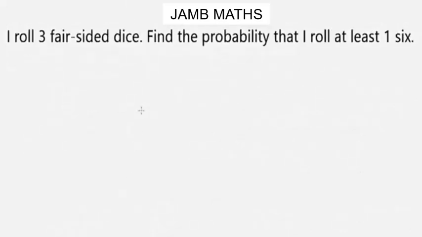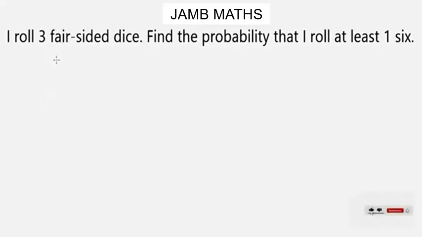Now let's look at this typical question for at least probability. It says I roll 3 fair six-sided dice. Find the probability that I roll at least 1 six. Now take note of this. Pay attention guys, when a question asks for at least a certain number of things happening, it's usually easier to work out. All you have to do is subtract the probability of less than that number of things happening from 1.